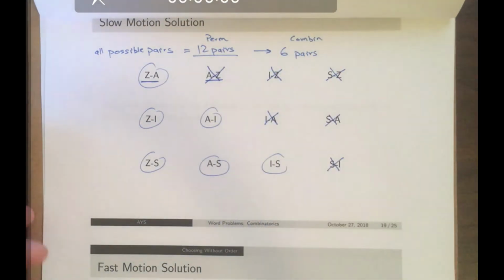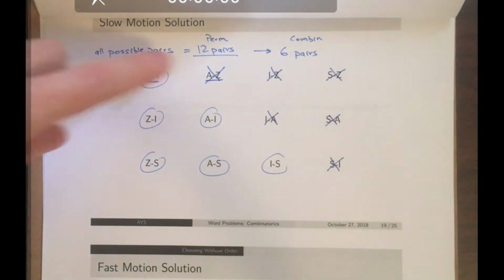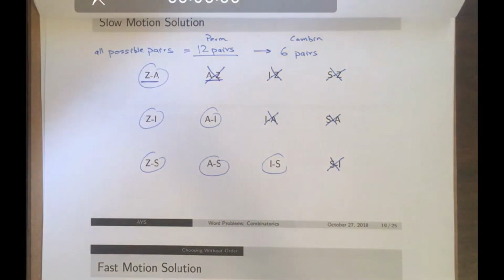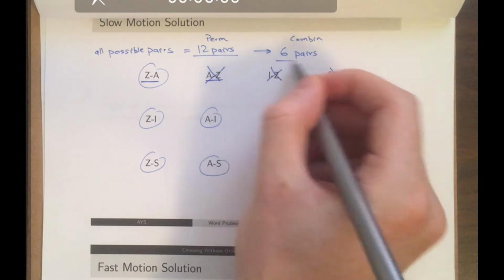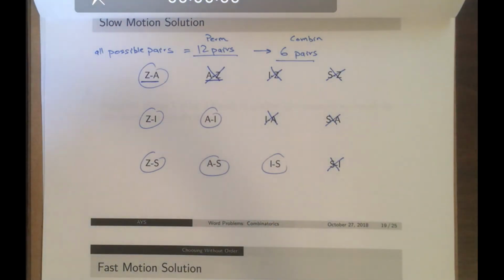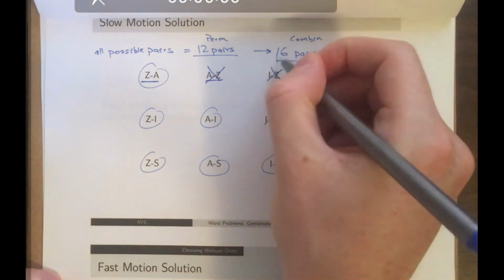So if order did matter, if Zaid Abdullah was different than Abdullah Zaid, then yeah, the answer would be 12. You write out all the possible combinations. But when Abdullah Zaid and Zaid Abdullah is the exact same thing, they're going to be switching each other's quizzes, order doesn't matter. Then you have to cross out all the repeats, and you're going to get 6 pairs. So the answer for this question would be 6 pairs.